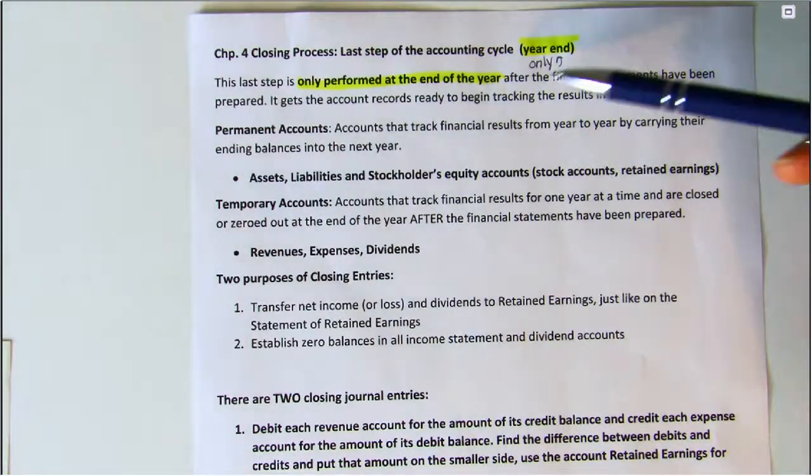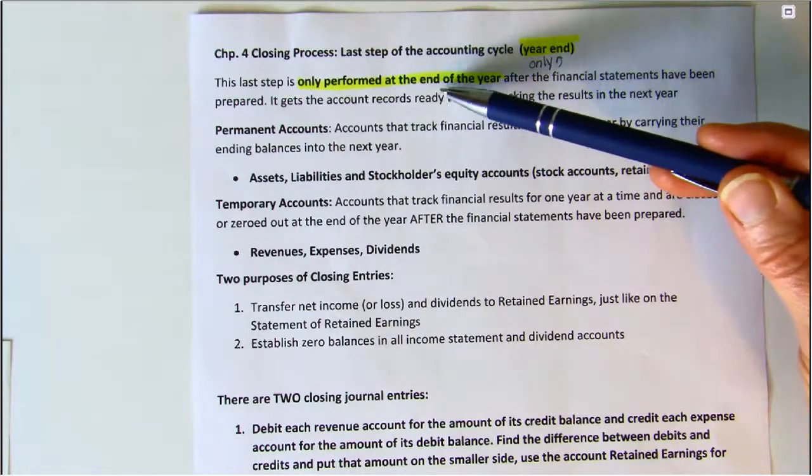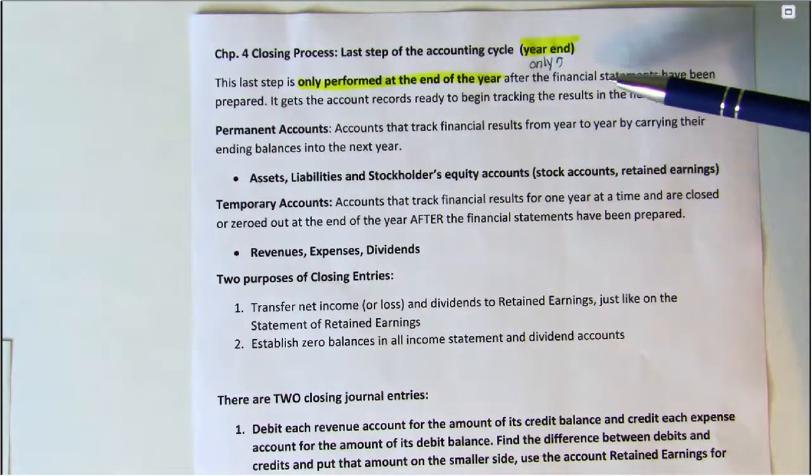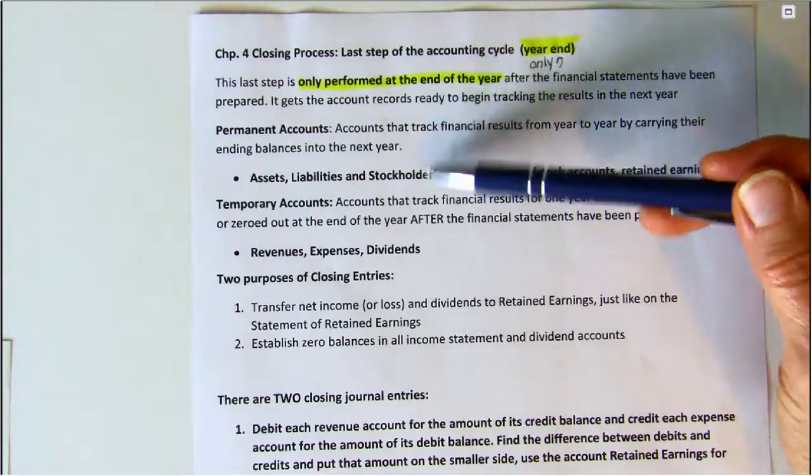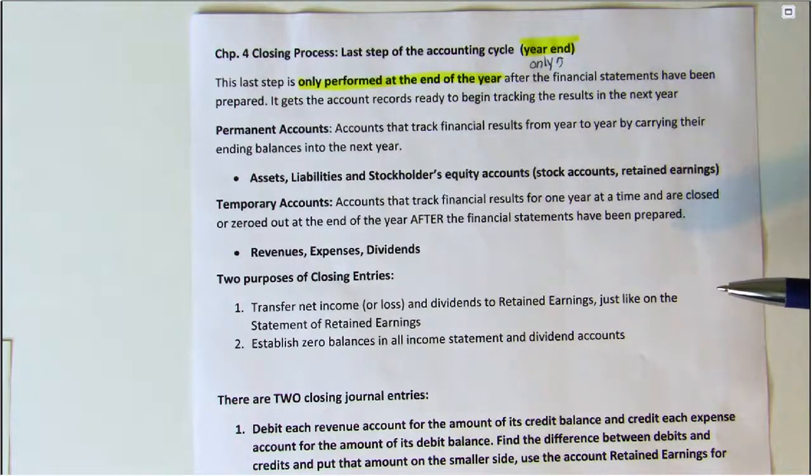And it says here, this last step is only performed at the end of the accounting year, year end only, after the financial statements have been prepared. It gets the account records ready to begin tracking results for the next fiscal year. So now we have to remind ourselves of the differences between permanent and temporary accounts. If you remember from Chapter 3, permanent accounts are accounts that track financial results from year to year by carrying their ending balances into the next year.